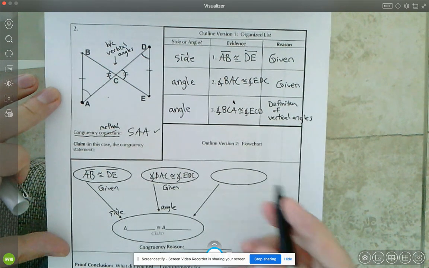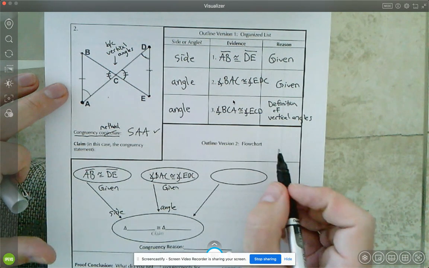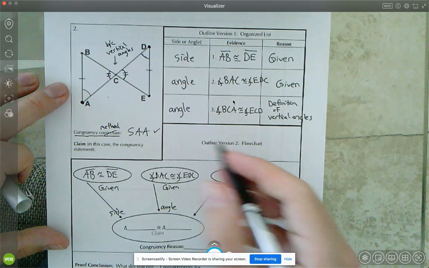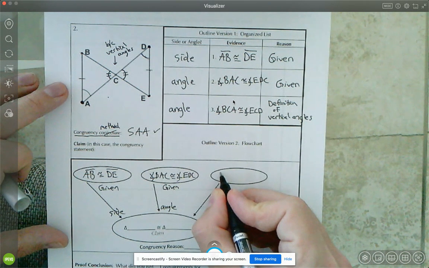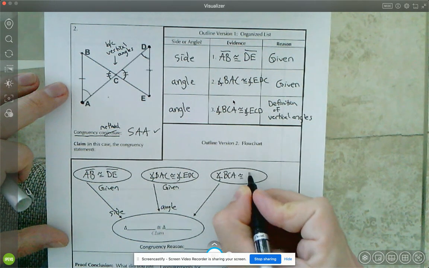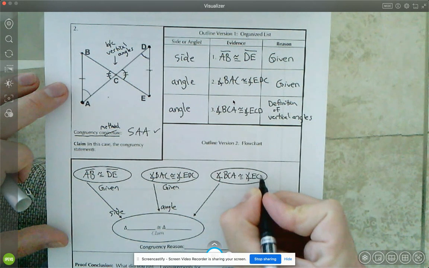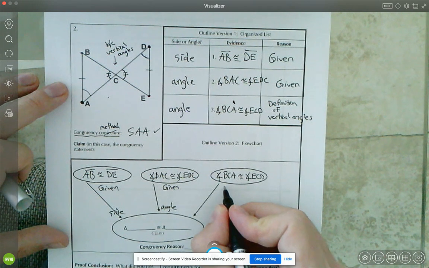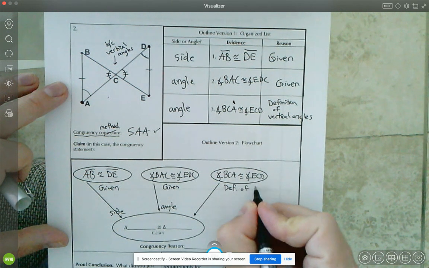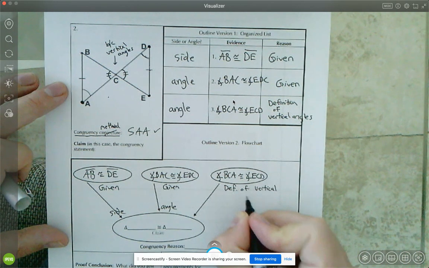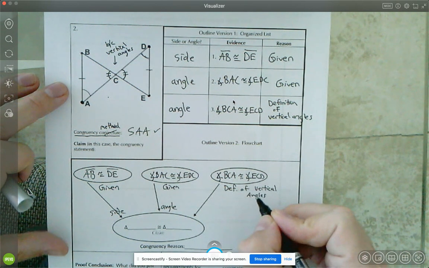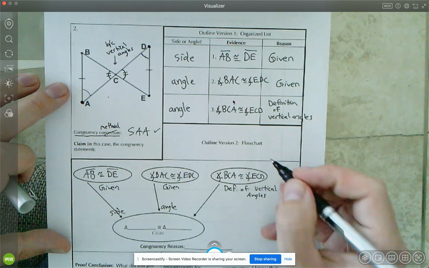Now here's what I'm gonna do. I'm gonna add a fourth bubble because we need something above this one right here. Let's first figure out what this one's gonna say. This one's gonna say our last one. Angle BCA is congruent to angle ECD. This one is not given. This is by the definition, and I'm gonna shorten this definition of vertical angles. But before we can use the definition of vertical angles, we have to know that they are vertical angles.